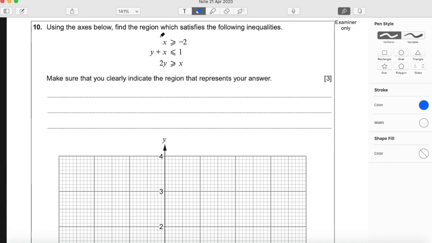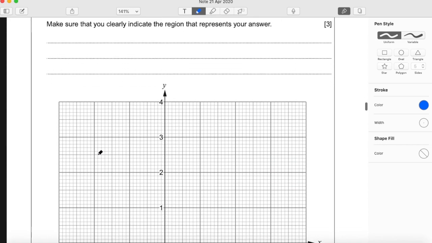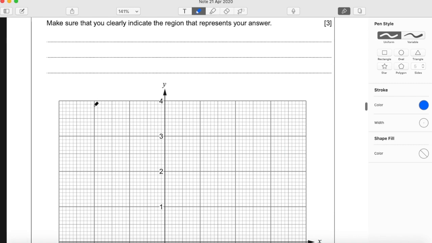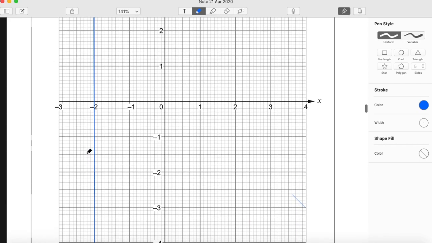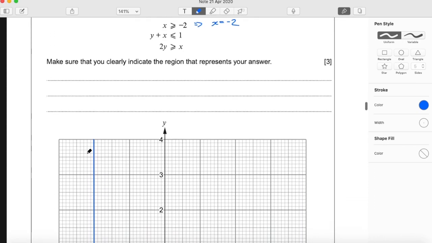So for this first one, x is greater than or equal to minus 2. I'm going to start this off by just ignoring this for the moment and putting an equal sign there. So x equals minus 2. Looking at our axis, that is this line here. That is the line x equals minus 2, that straight line there.